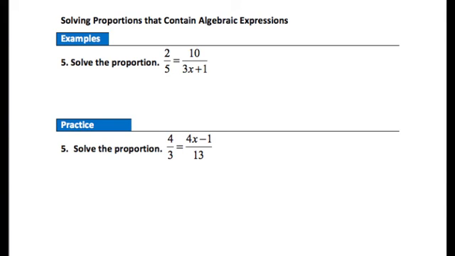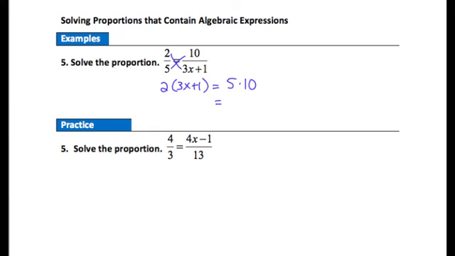So again, to solve this, we're going to just use the cross products here. But we got to be careful when we take 2 times this 3x plus 1. We don't want to multiply 2 just by part of that 3x plus 1. We want to multiply that whole thing. So what we want to do when we look at that diagonal is we want to take 2 times that whole denominator there, 3x plus 1. So we make sure we put that in parentheses. The other diagonal is pretty straightforward. That's just going to be 5 times 10.